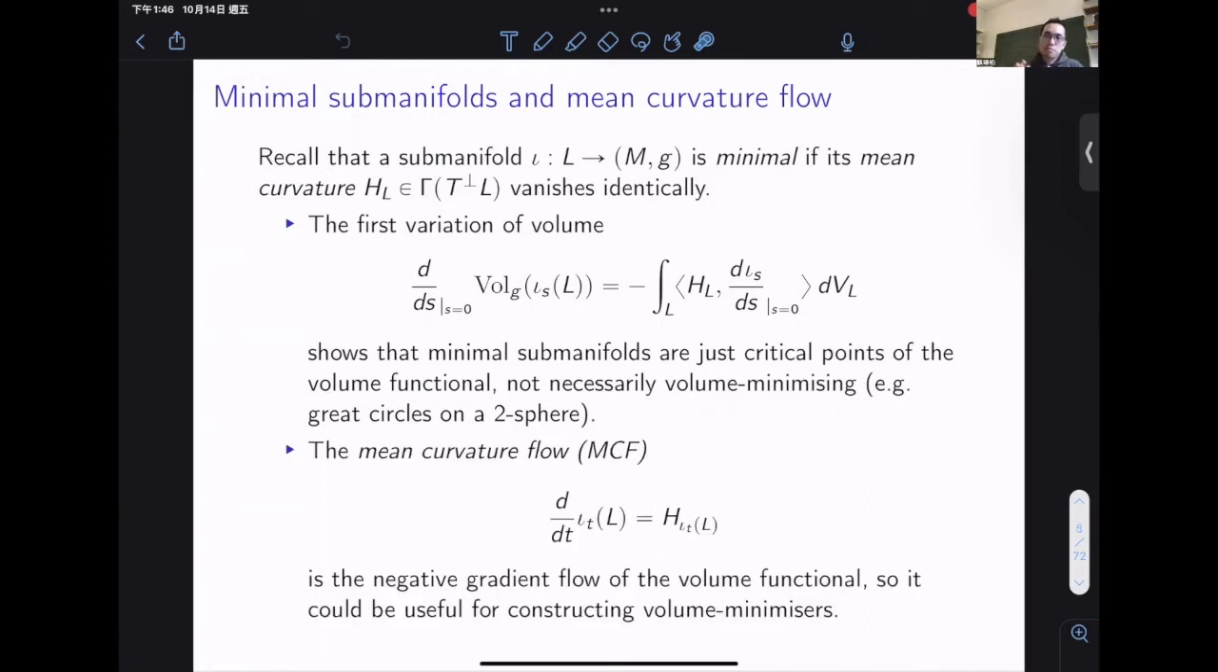So if we deform the submanifold in the direction of its mean curvature vector, then this is called the mean curvature flow. If we regard the mean curvature vector as the negative gradient of the volume, then the mean curvature flow is just the negative gradient flow of the volume functional. So it is the most efficient way to decrease the volume of a submanifold. Therefore, people hope that the mean curvature flow can be used to find volume minimizers in a Riemannian manifold M.